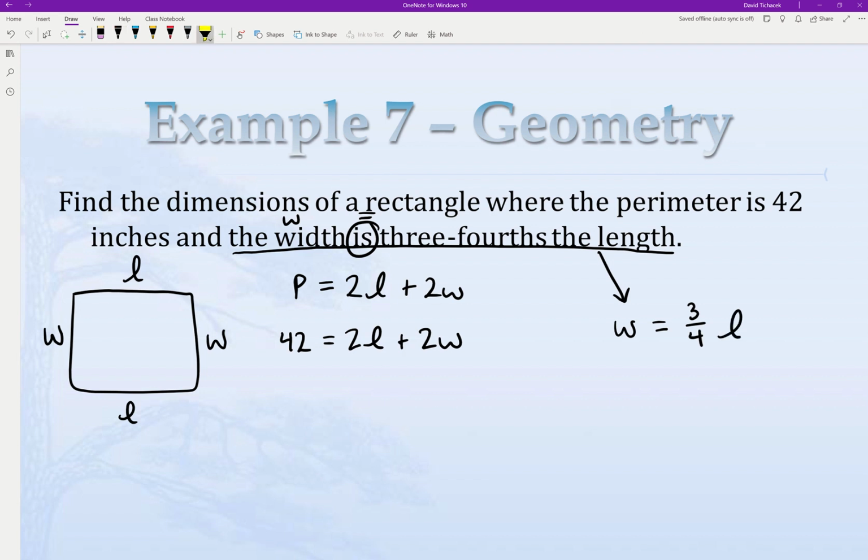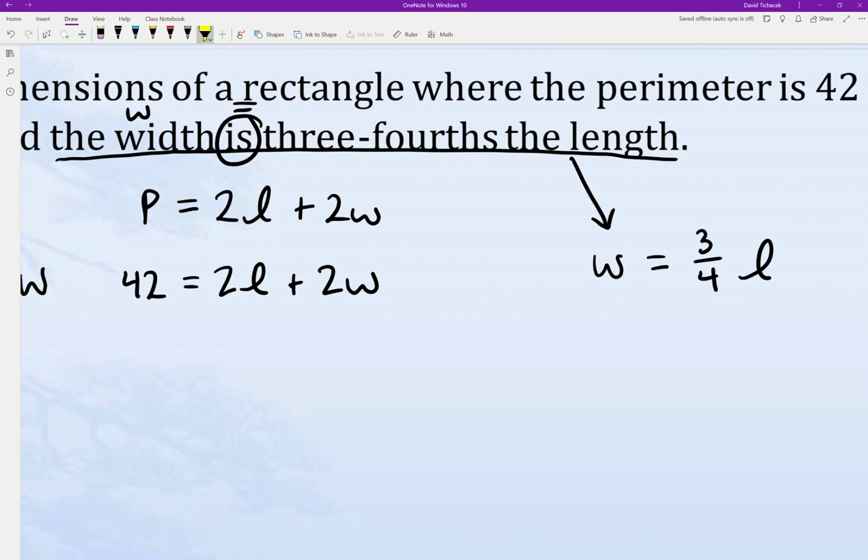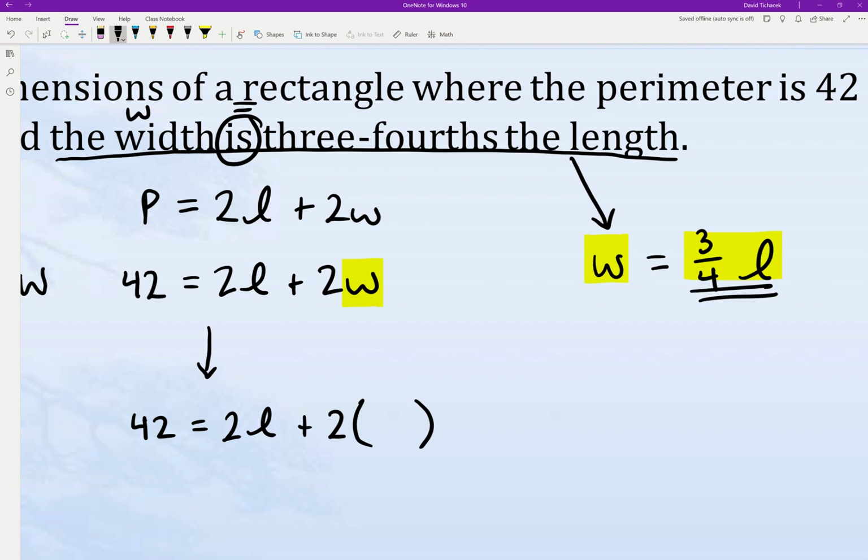And this is pretty much already ready to go for substitution, because all I'm going to have to do is go to my perimeter equation, and wherever I see a W, I'm going to take it out and replace it with 3/4 of L. Well, I see a W right here, and so I'm going to do some substitution here. So 42 is equal to 2 times the length plus 2 times the width, where the width we were just told is simply 3/4 of the length.